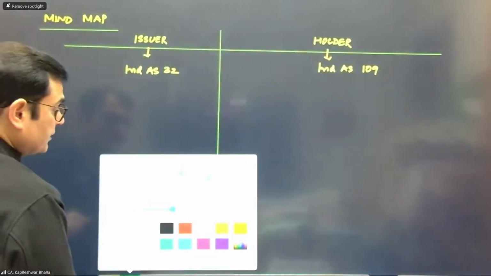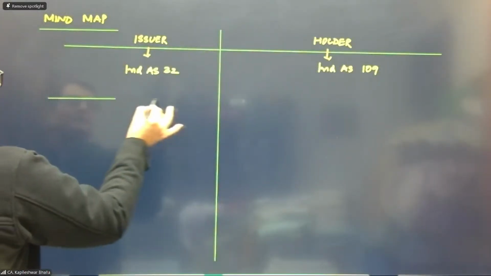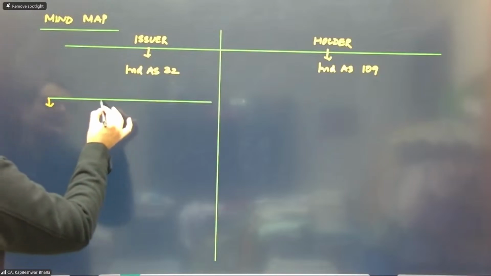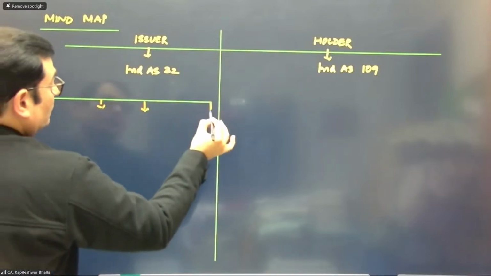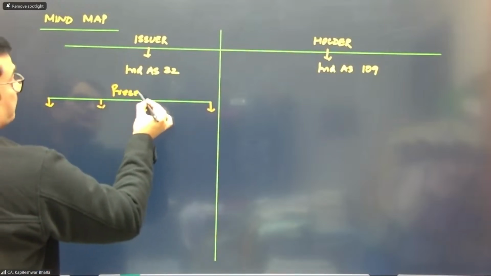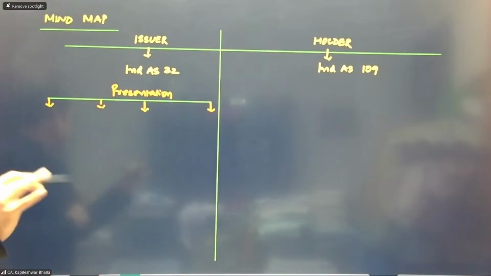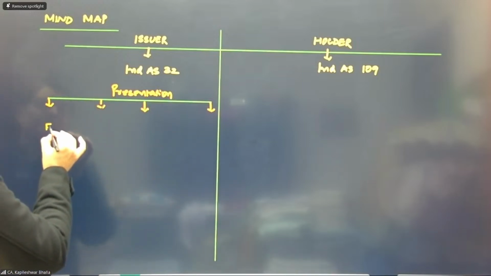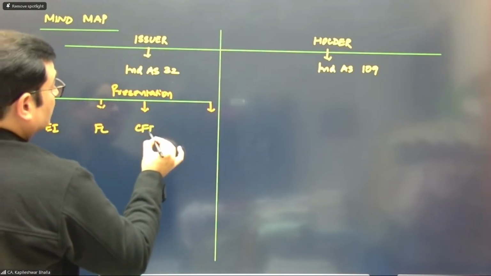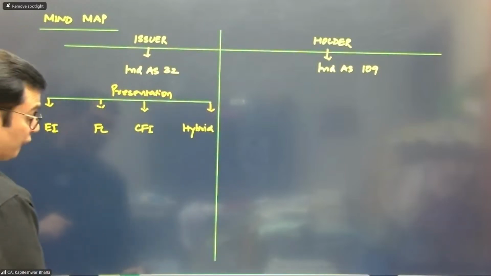Now, when you're looking at the issuer perspective, we've already seen that the instrument is classified, or you can say presented, under 4 categories. You will end up dividing the instruments into 4 categories from the presentation point of view: an equity instrument, a financial liability, a compound financial instrument, as well as a hybrid instrument.